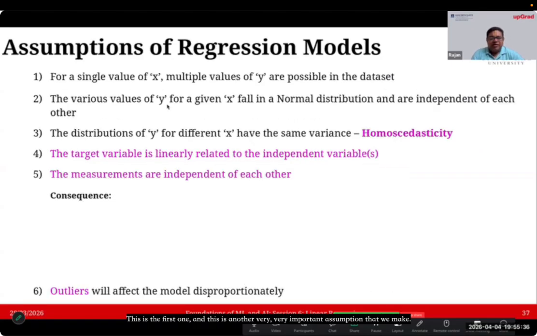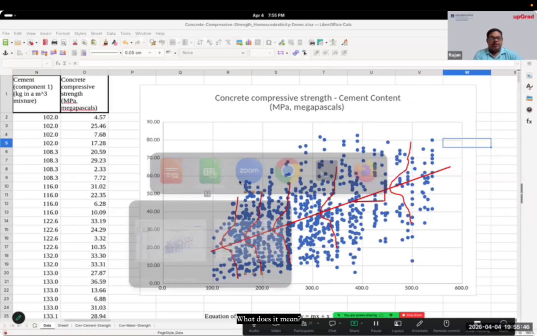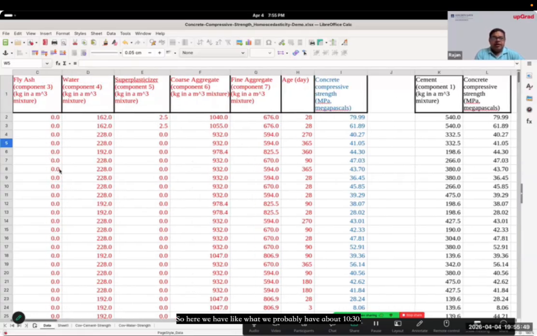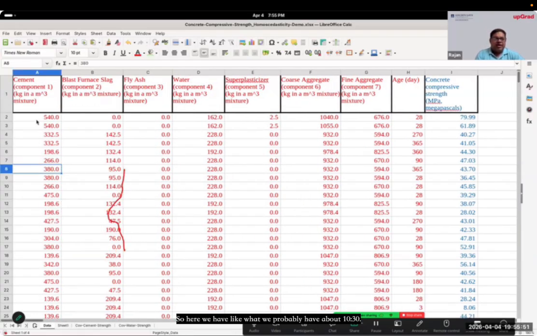This is another very important assumption that we make: the measurements are independent of each other. What does it mean?